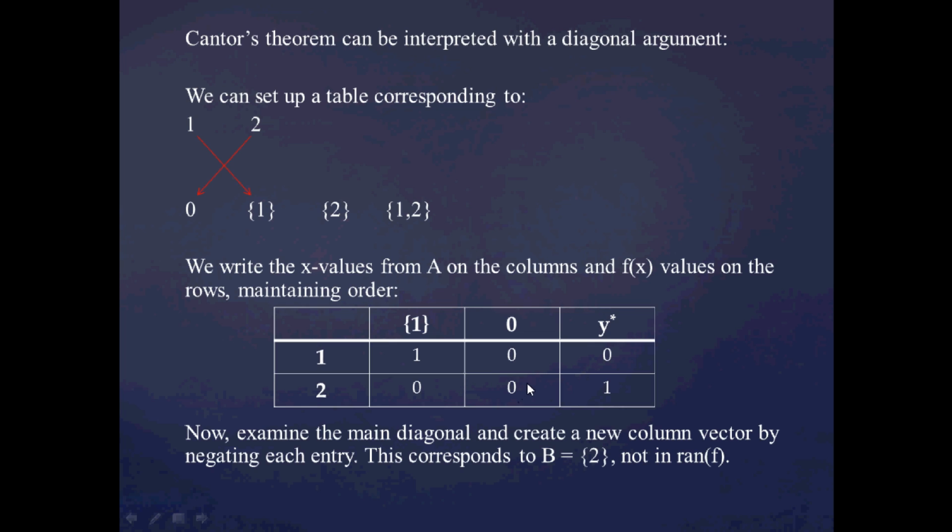Now what you do to construct that new set B is you examine the diagonal elements, and what you're going to do is negate them. So I come to the first diagonal element here. I notice it's a 1. So I create a new column vector by negating it, or changing it, to a 0. And then I notice here that the second diagonal element is a 0, so I changed that to a 1. So I created this new column vector 0, 1.